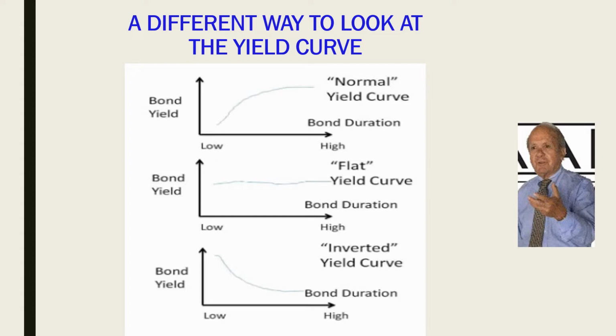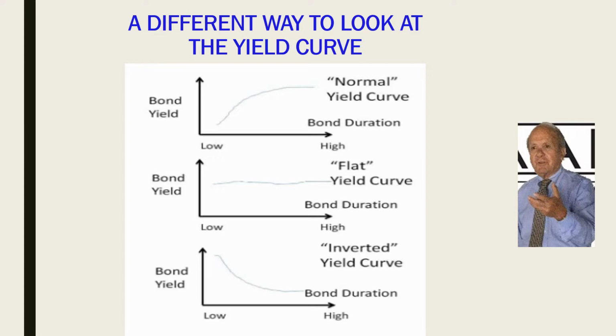So the normal yield curve is when long-term interest rates are greater than short-term interest rates. So when you take the difference, it is positive. In an inverted yield curve, instead, short-term rates are higher than long-term interest rates. So when you take the difference between long-term and short-term interest rates, the difference is negative.